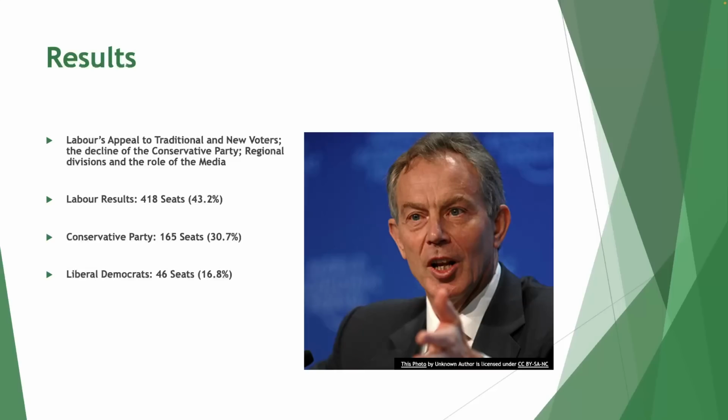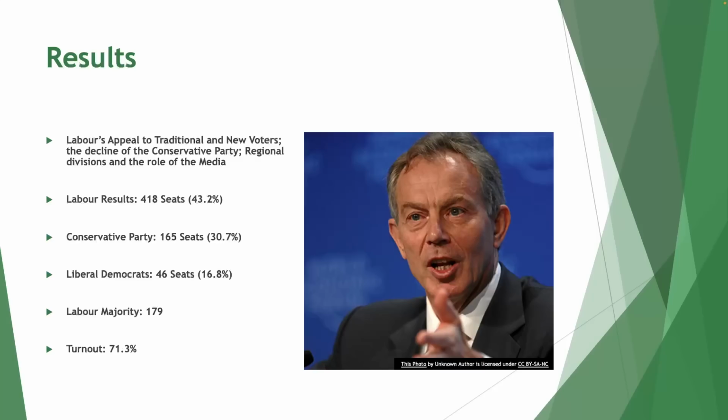All of this would result in the following statistics. Labour would win 418 seats. The Conservative Party would only get 165. The majority, therefore, was 179 seats, which is the largest majority in parliamentary history. Labour's victory, therefore, was a landslide. Tony Blair became the youngest Prime Minister in British history, in fact, at the age of 43.